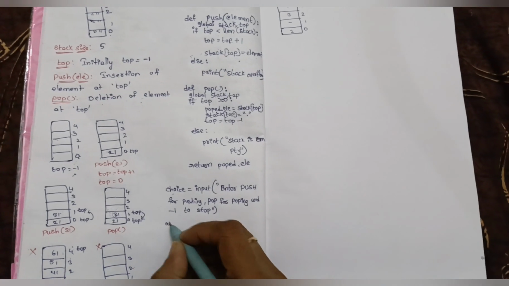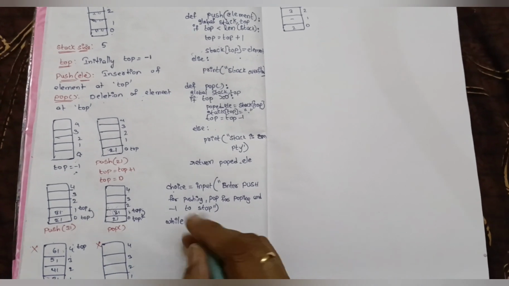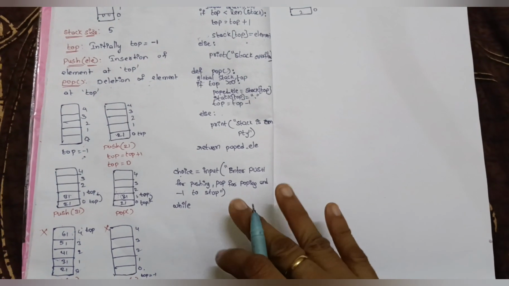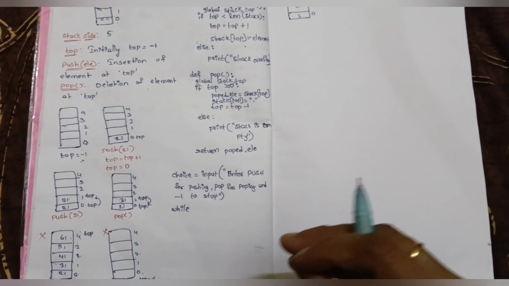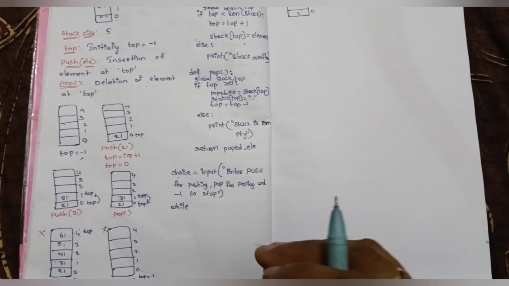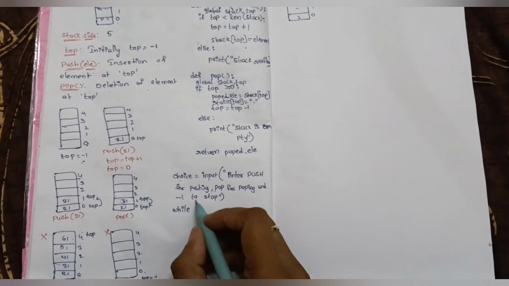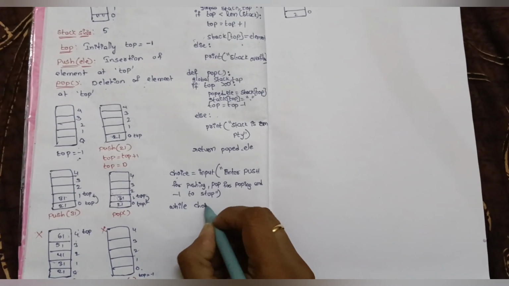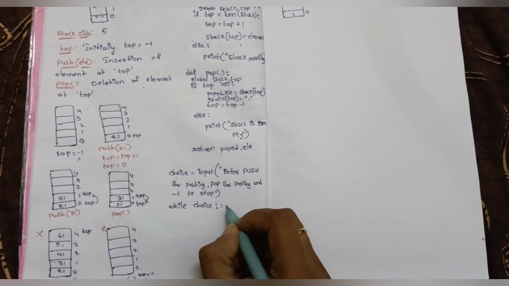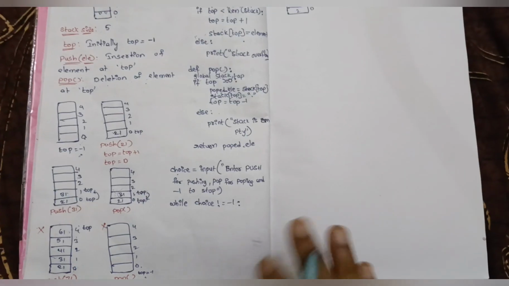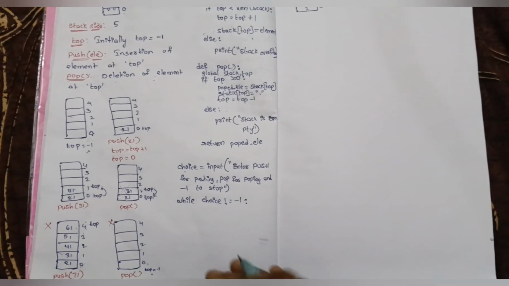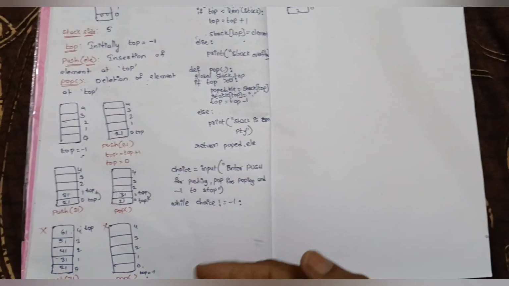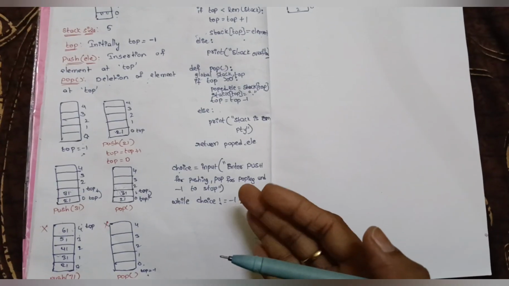Then I have to check while. How long do I have to let the user repetitively select push and pop operations? While choice is not equal to -1. Until choice is not equal to -1, the user can repetitively perform push and pop operations on our stack.